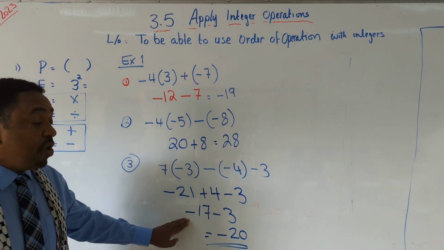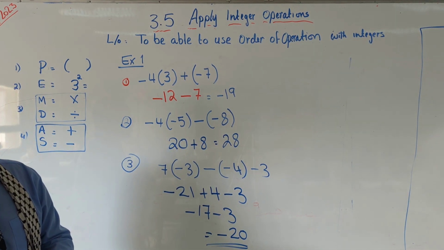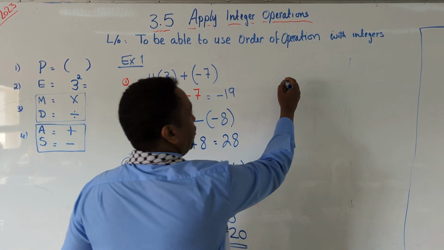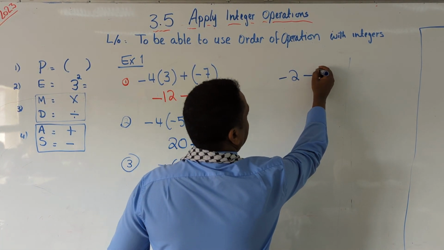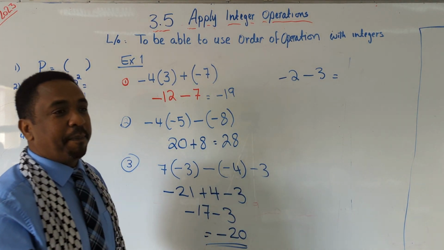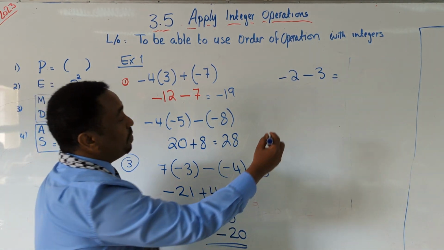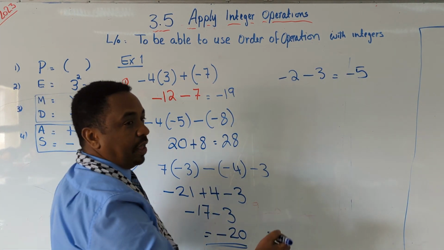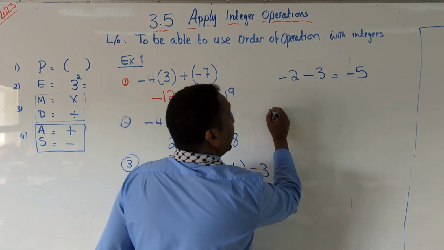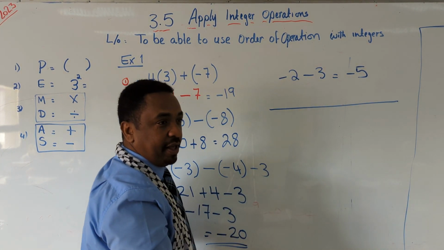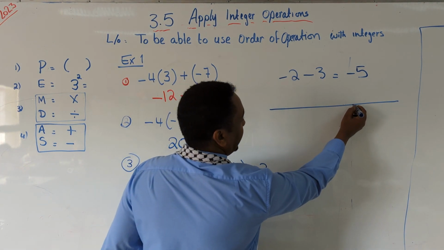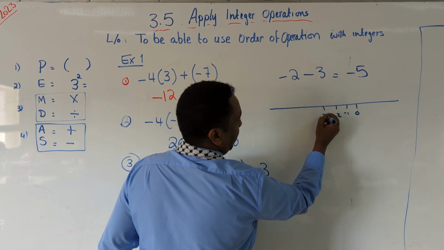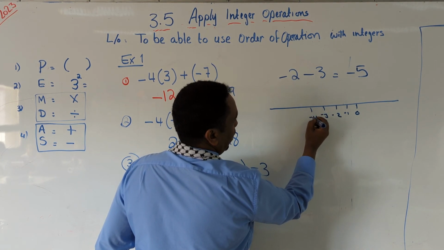Okay, if you have two numbers, remember in the practice what we have done, for example, let me give you a small number. If you have minus 2 and minus 3, what will the answer be? Minus 5. The answer will be minus 5. Remember? So how is the addition? Remember I asked you to check on the number line. For example, if we have the number line here, and we have 0, minus 1, minus 2, minus 3, minus 4, minus 5.